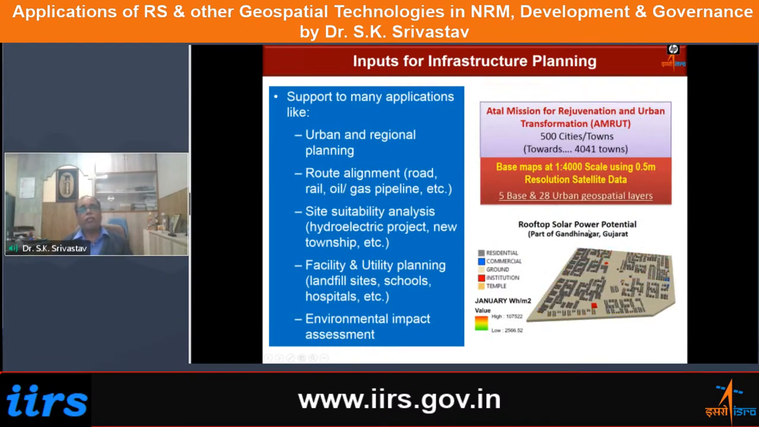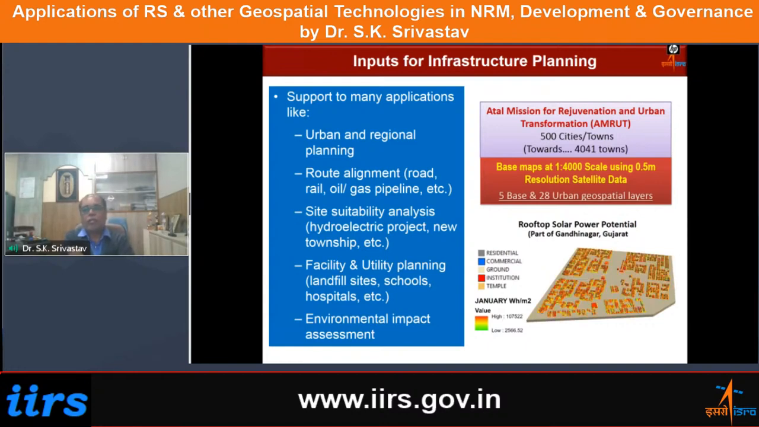Then there are many other projects and programs which are currently going on or which are possible using satellite images. One of the important applications is in the field of urban and regional planning. You might have heard of one of the major initiatives taken by the government of India. It is known as the Amrut mission, the Amrut program.